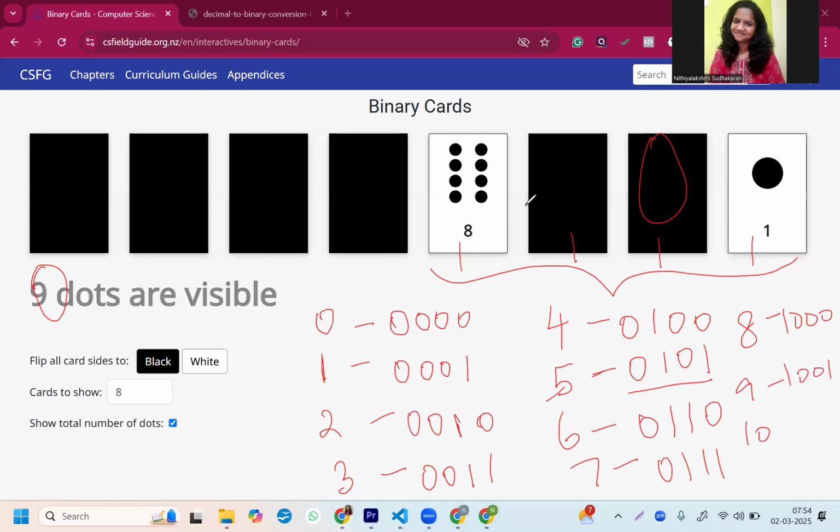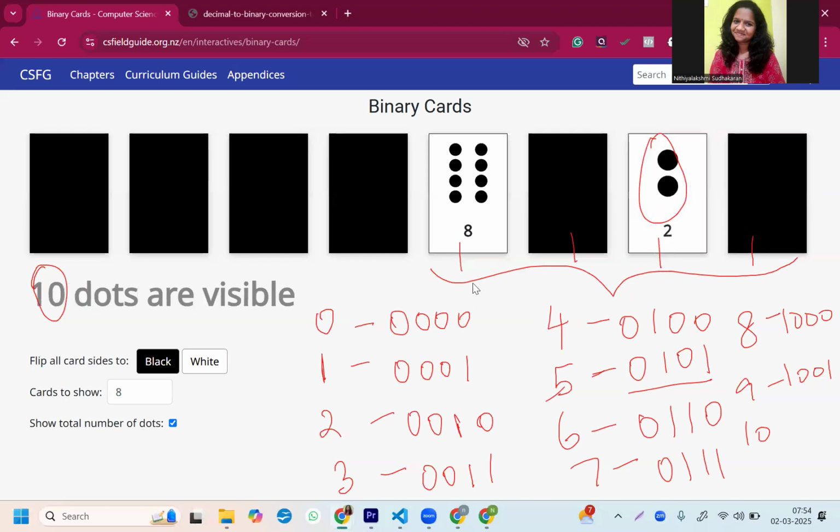Finally, for 10, you have to open these cards. So this is 1010 to get 10. Hope you are able to understand how this binary number system works. And if you want to go to higher values, you can open all the other cards and get to know how the dots are represented. Okay, thank you.